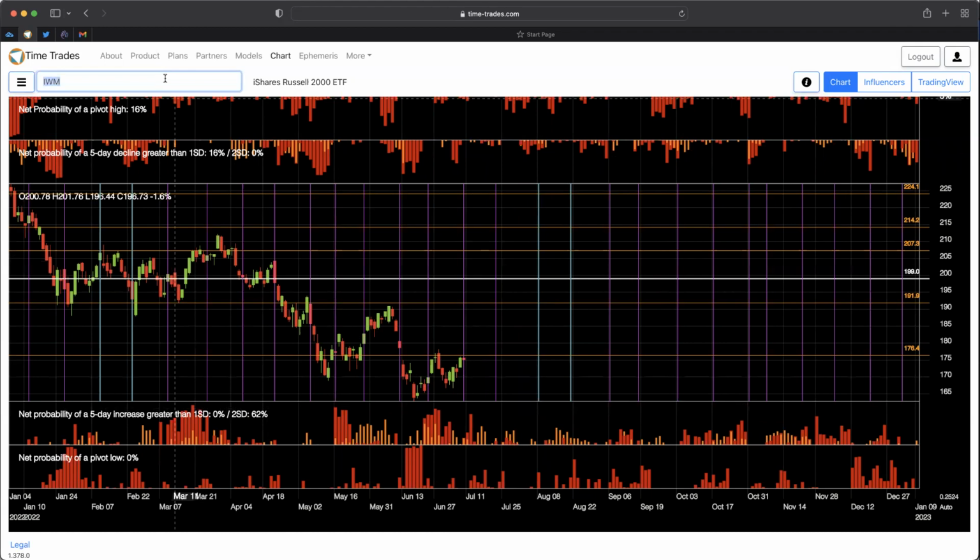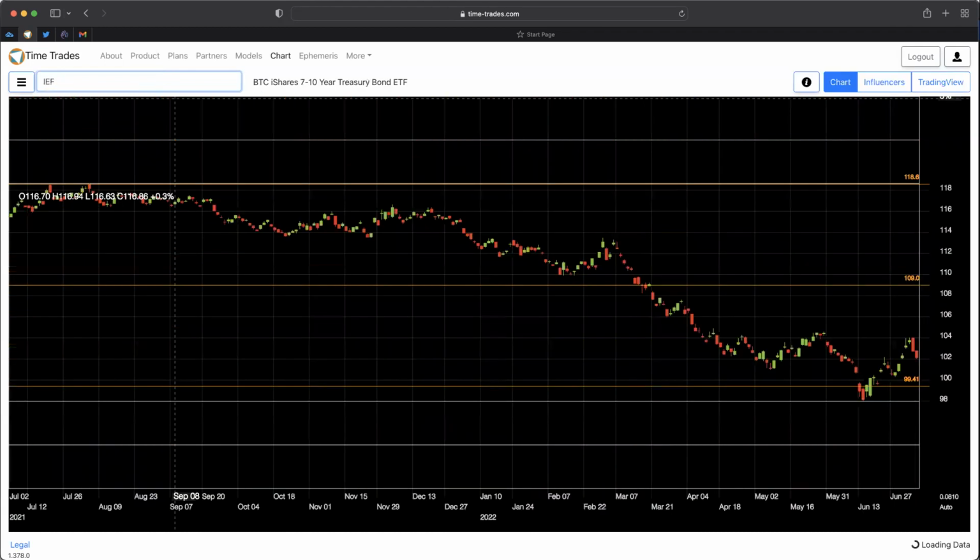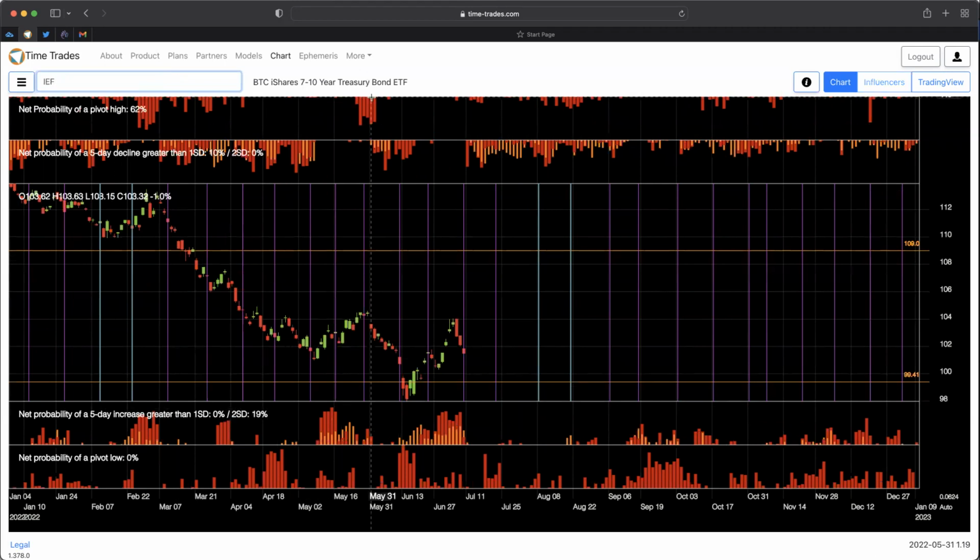Let's take a look at bonds to see if we can get any clues from the bond forecast. IEF is the 7 to 10 year Treasury bond ETF. So we're looking at bond prices. Of course, rates or yields are the inverse of this. So the forecast is actually pretty bearish for bond prices, July 11th all the way through August 10th. So this would indicate that the forecast is for yields going up with prices going down.